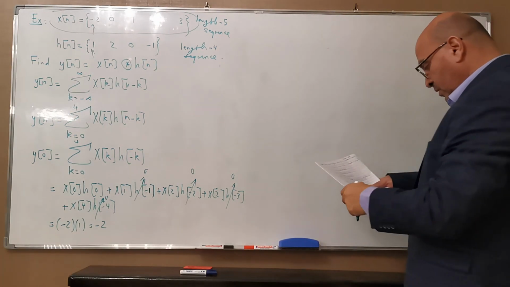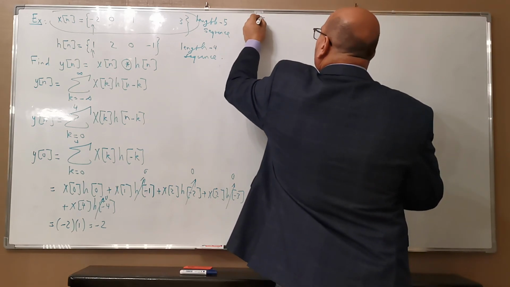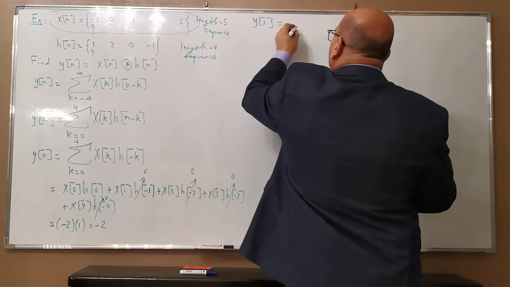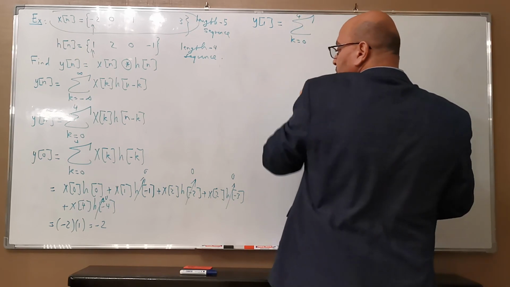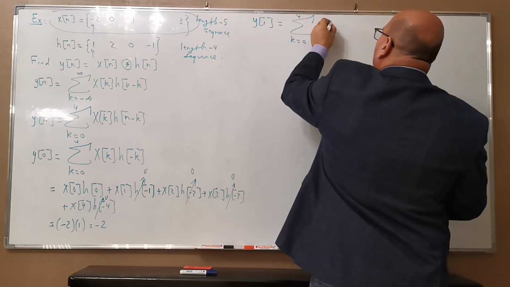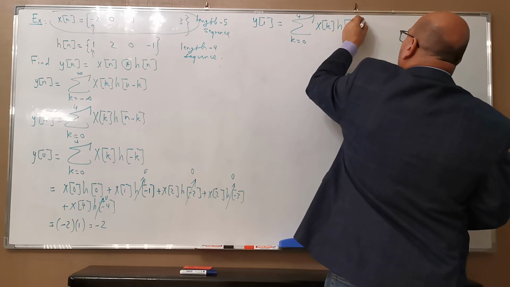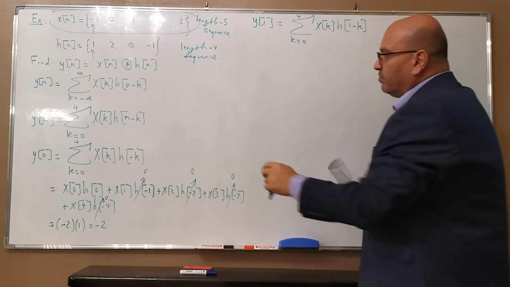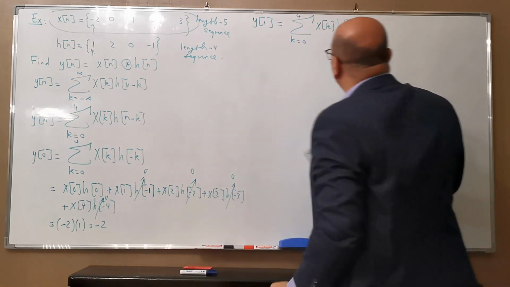Okay. Let's move to the next one, y of 1. So n is equal to 1. This summation from k equals 0 up to 4, 5 values, x of k, h of 1 minus k. Y of 1, so n is equal to 1.